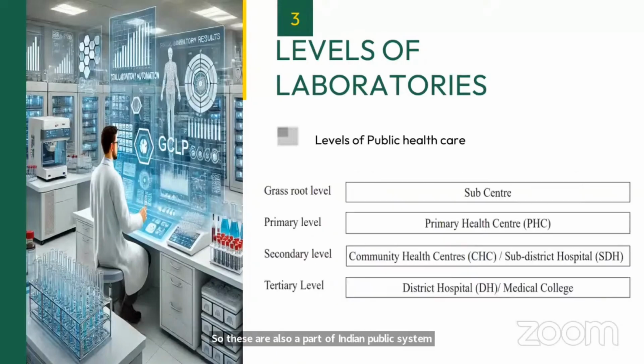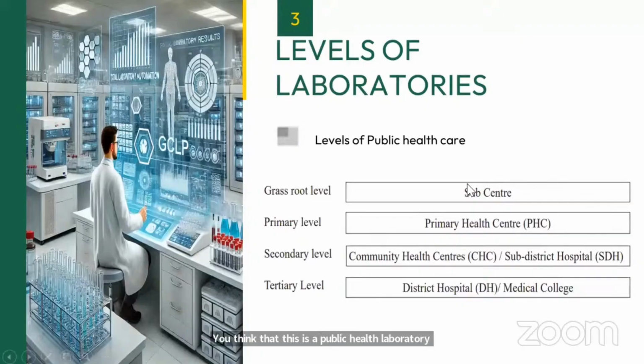So the levels of public health, basically at the grassroots level, if you are aware of this system, we have the sub-center. At the primary health level, we have the primary health center. At the secondary level, we have community health centers and sub-district hospitals. The tertiary levels are the district hospitals and medical colleges. As I have been insisting, this is the public health structure in India. This is related to the levels of public health care in India.